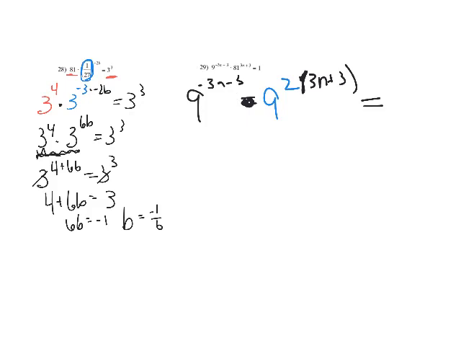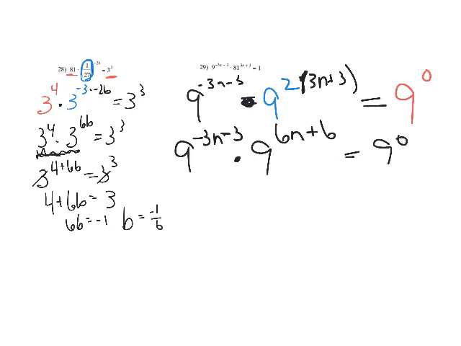And that's going to equal 9 to the 0 power, because remember, anything to the 0 power is 1. So then this is 9 to the negative 3n minus 3, times 9 to the 6n plus 6, equals 9 to the 0. We're going to add the two exponents on the left. So a negative 3n plus a 6n is a 3n. A negative 3 plus a 6 is a positive 3. So that's 9 to the 0 power.